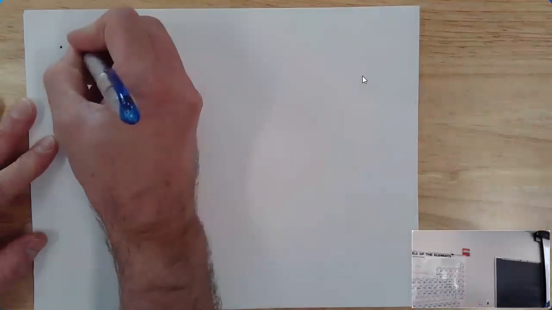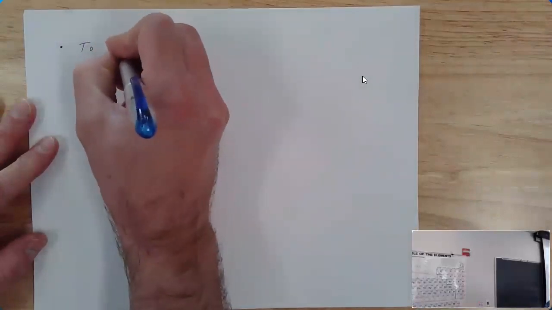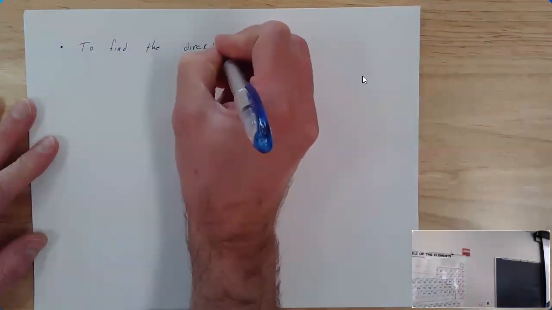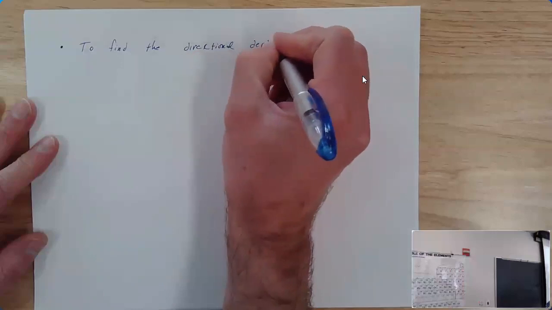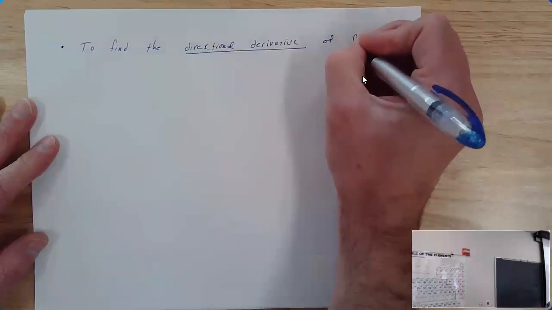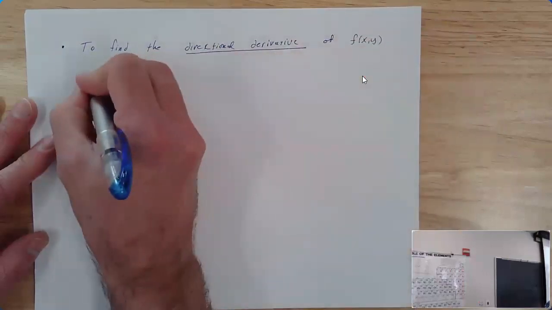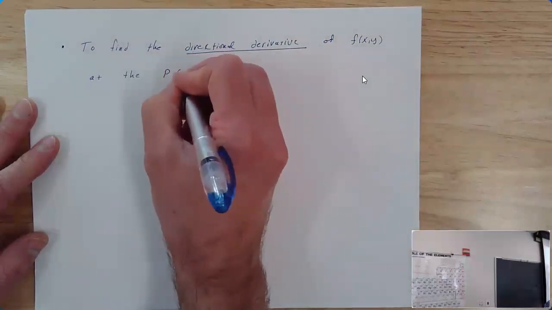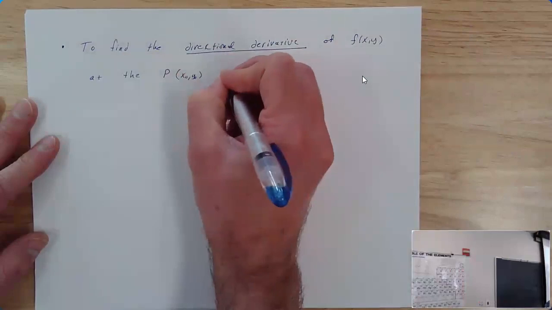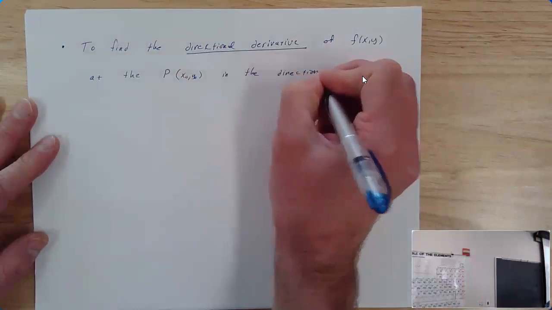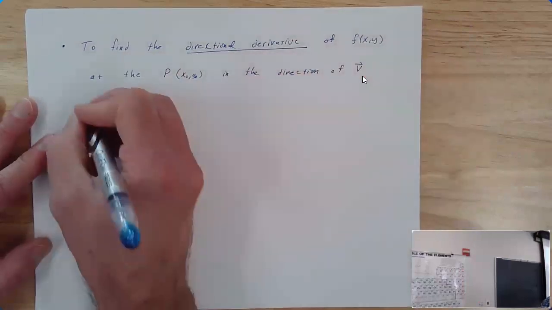So a few things, just as a reminder in general. To find the directional derivative of, say, f of x, y at the point P, which we might call x naught comma y naught, in the direction of the vector v, we calculate the following.